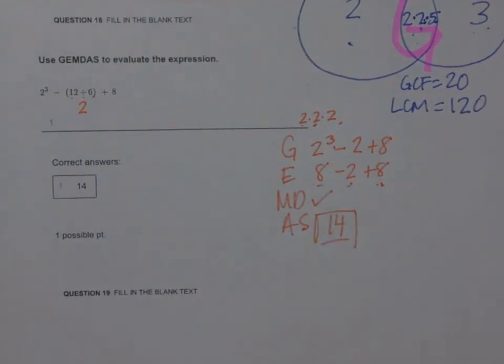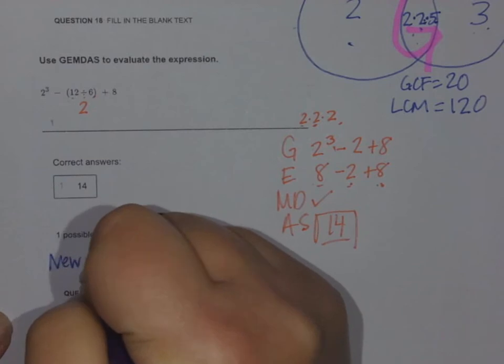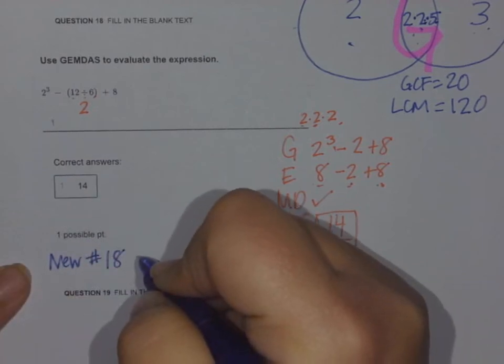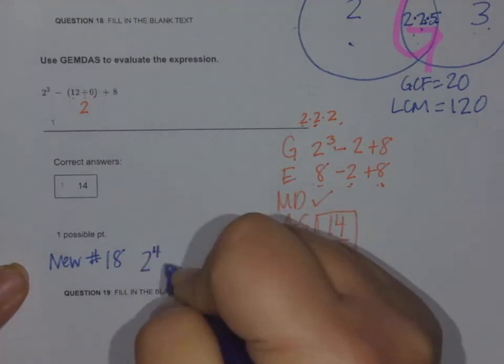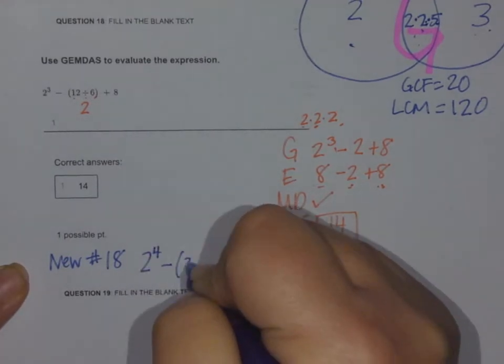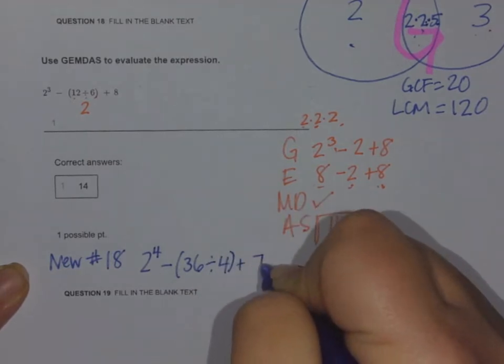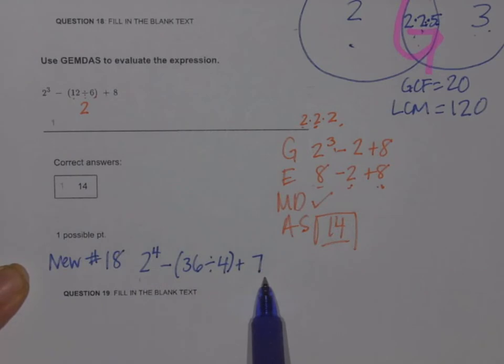If you missed that one, please do this new problem. So this is new number 18. Evaluate this expression by using GEMDIS. So 2 to the fourth power minus 36 divided by 4 plus 7. Okay, so go ahead and use GEMDIS or order of operations to evaluate this or solve it.